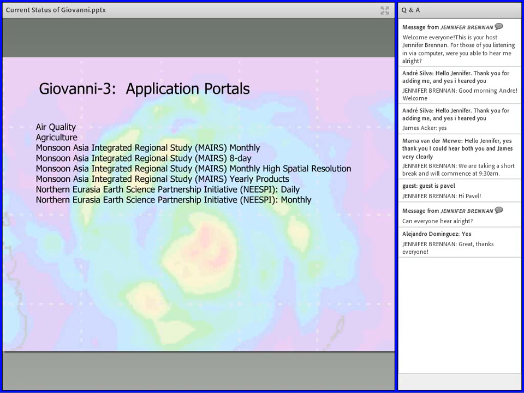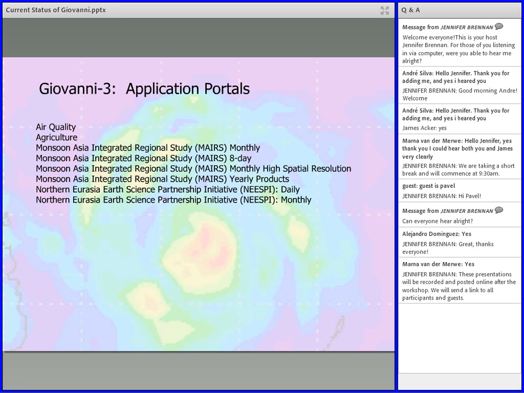Now we have built applications over time. We have an air quality application that provided some comparisons to EPA data. We have an application for agriculture, looking a lot at hydrology and precipitation data products. We worked with some programs, like the Monsoon Asia Integrated Regional Study. You can see on the slide that there were a number of different portals developed for that. An interesting thing about the yearly portal is it actually has some ground cover data, and some high resolution data is also available from there.